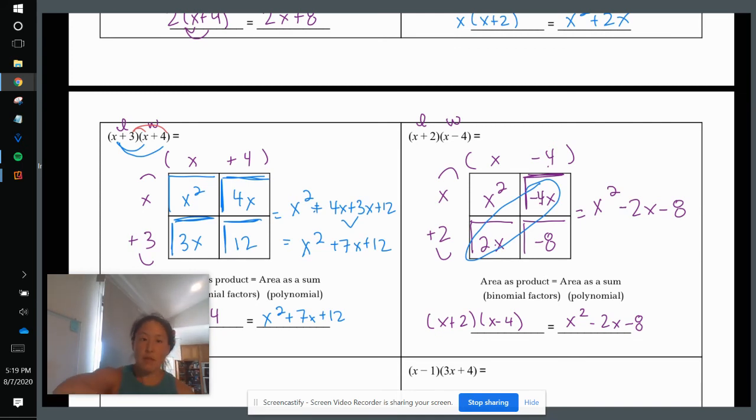Okay. I'm going to flip my screen around because I'm about to run out of battery.